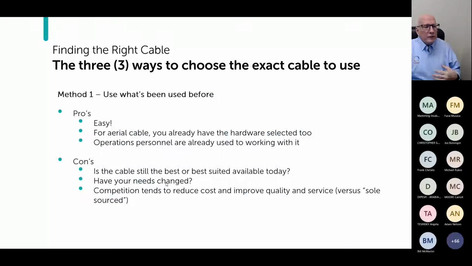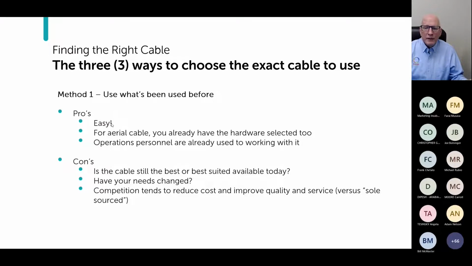So we've talked about the big picture, how you pick the cable that you want. But once you've picked a cable like an OPGW, how do I get the specific OPGW that I want? And that's this closing section of the presentation. I submit that there are 3 ways to do it. Method 1, use what's been used before.